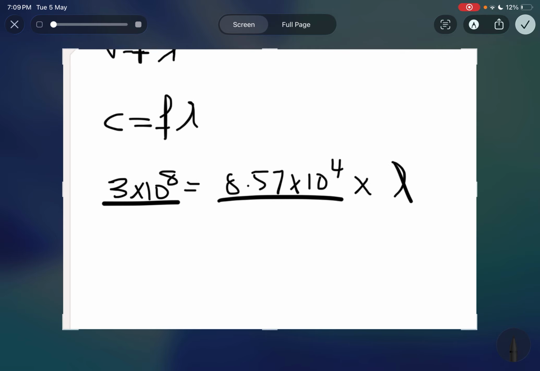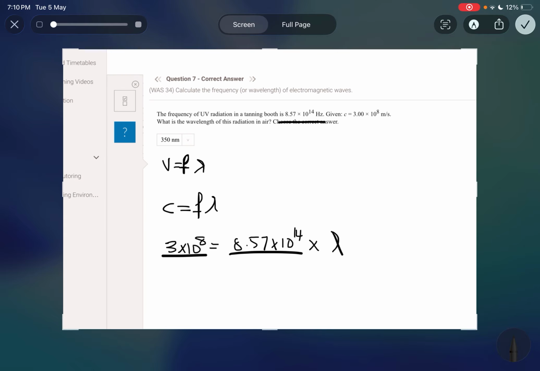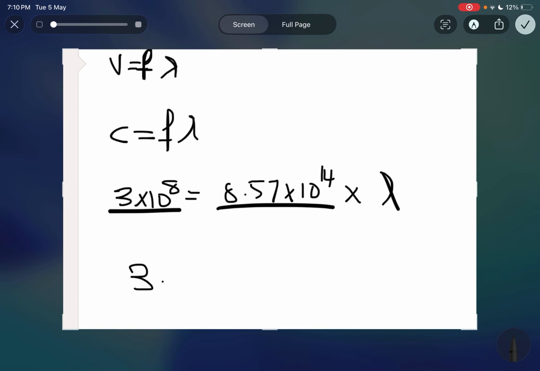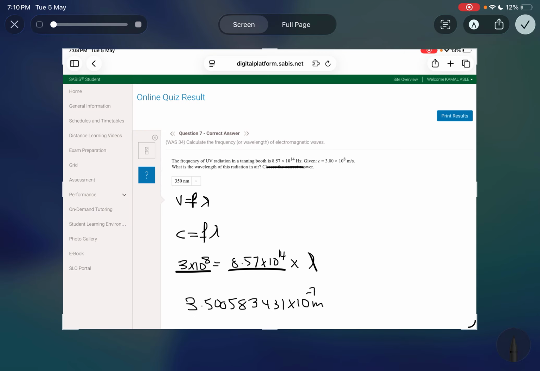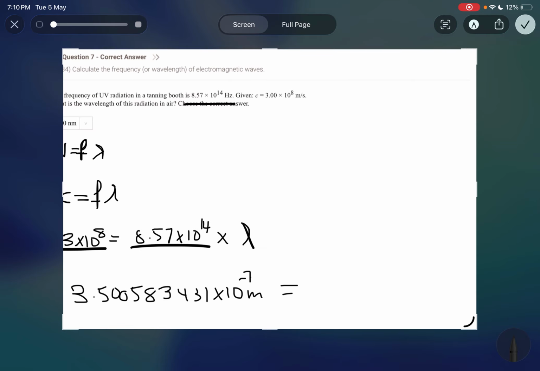You will get 3.50058341 times 10 to the power of negative 7. Here, they want it in nm, and we have it now in m, right? To go from m to nm, you multiply by 10 to the power of 9. So you multiply your answer by 10 to the power of 9, and then you'll get 350.05, which is approximately 350 nm.